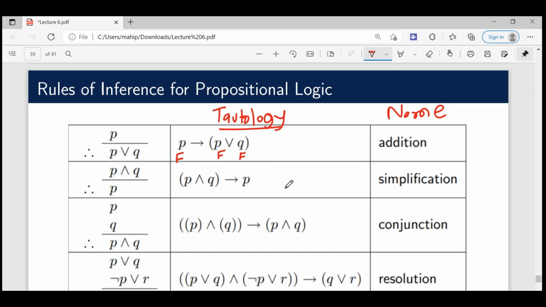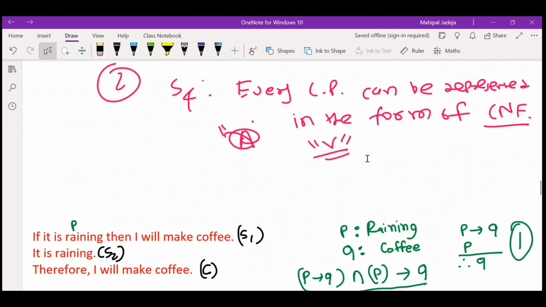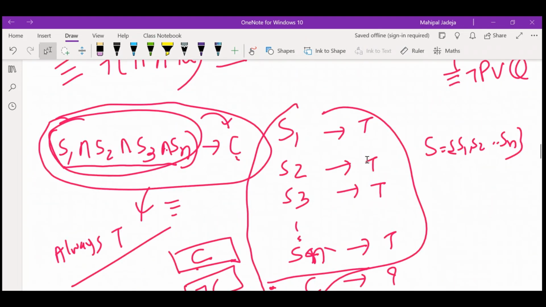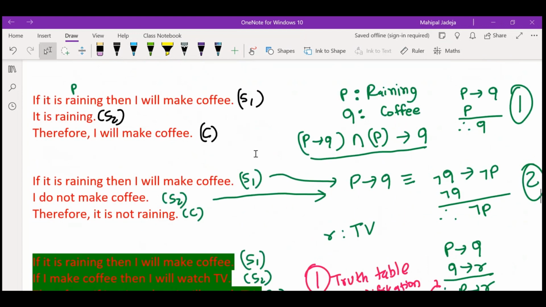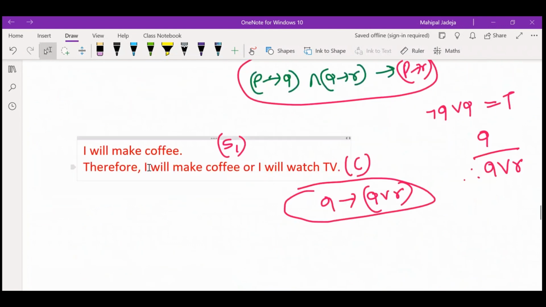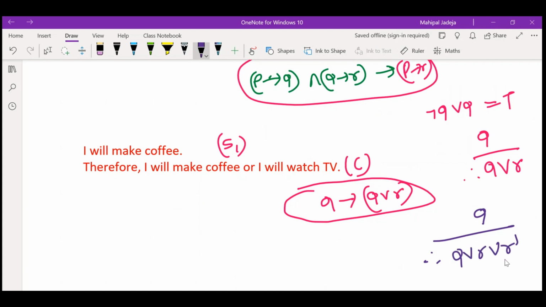Okay. And can you tell me the relevant example from this? Where did we see this? This is where we started. The I will make coffee one, second or third maybe. Yes sir, this one was there. I will make coffee. Therefore, I will make coffee or I will watch TV. So can you generalize this? Can I write like this? If Q is there, then I can say Q or R dash or R double dash. Will it work? Yes, sir.